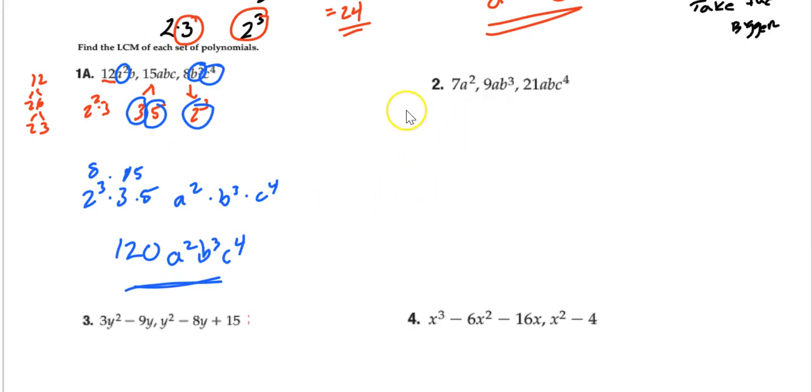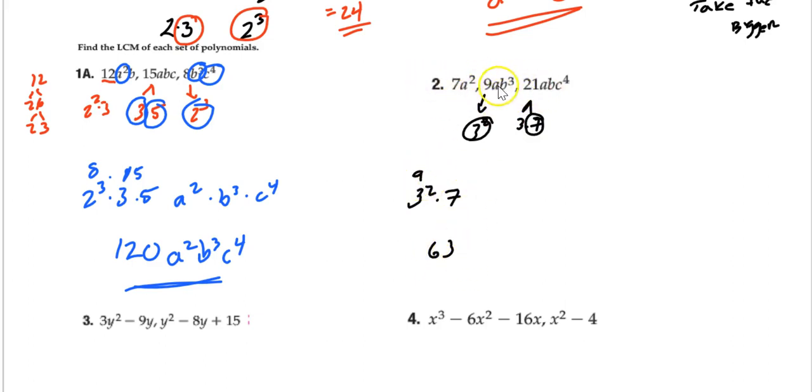Quickly do this one. Same idea. 9 is 3 squared. 7 is 7. 21 is 3 times 7. So we're going to take one of each. I need a 3. That's the biggest one. And I need a 7. Doesn't matter which one, they're both the same. So I get 9 times 7, which is 63.